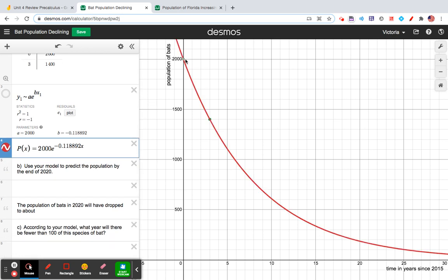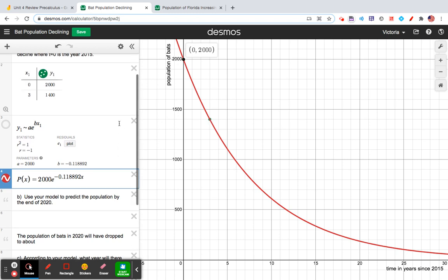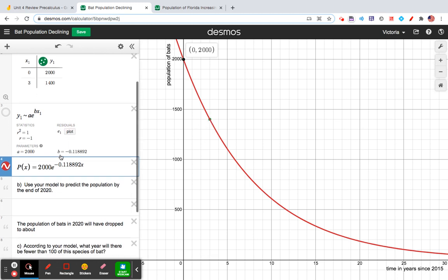So this is the population of bats in the year 2015, right? 0 years past 2015, it was 2,000. In the year... So 3 years past that, I'm trying to grab hold of this. Okay, well, in 2018, the population was 1,400. And we can use this graph to answer these questions.